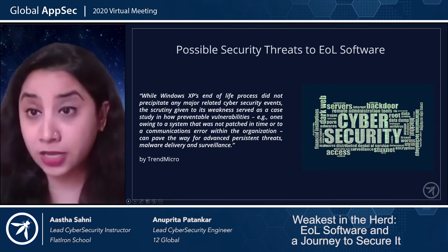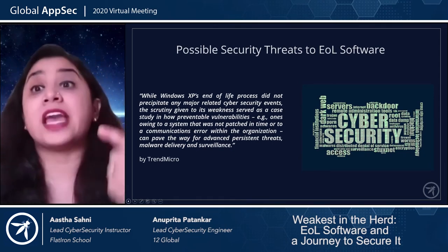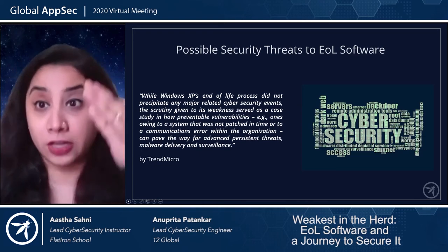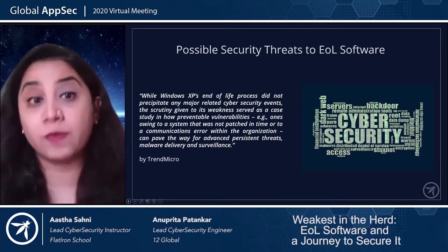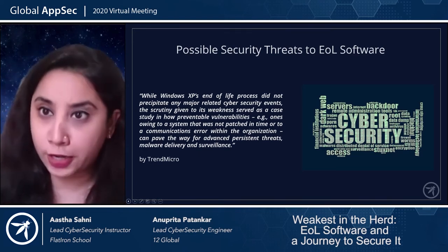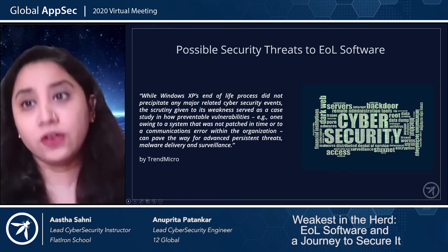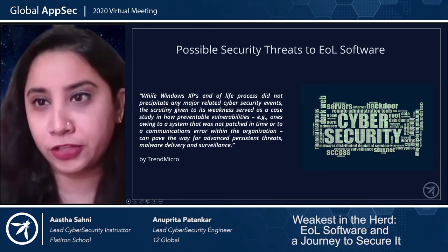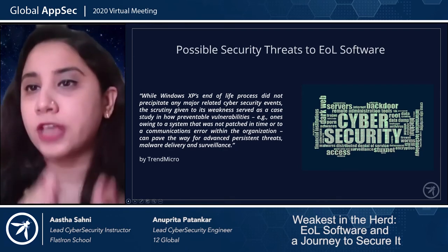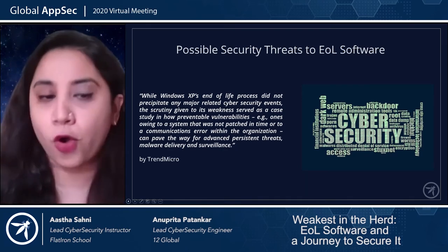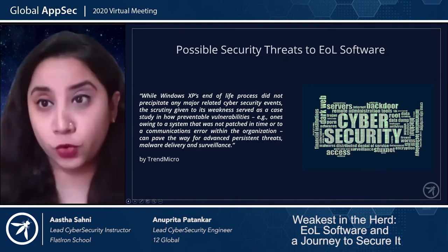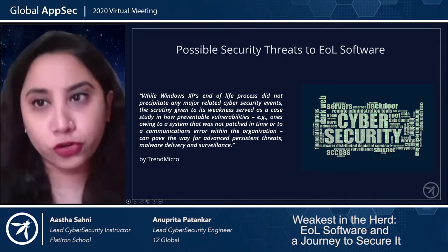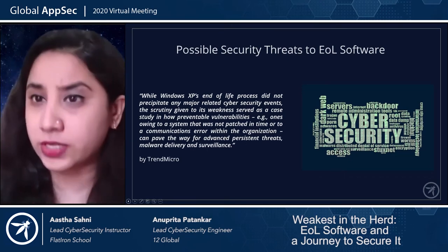So if there is a risk around end-of-life softwares, there can be possible vulnerabilities around these softwares in the current time or in the future, which can be easily exploitable by the threat actors. Now coming to some security threats, these cybersecurity threats can go from minor to major. Minor means things like viruses, worms, Trojan horses, some kind of DDoS attacks.